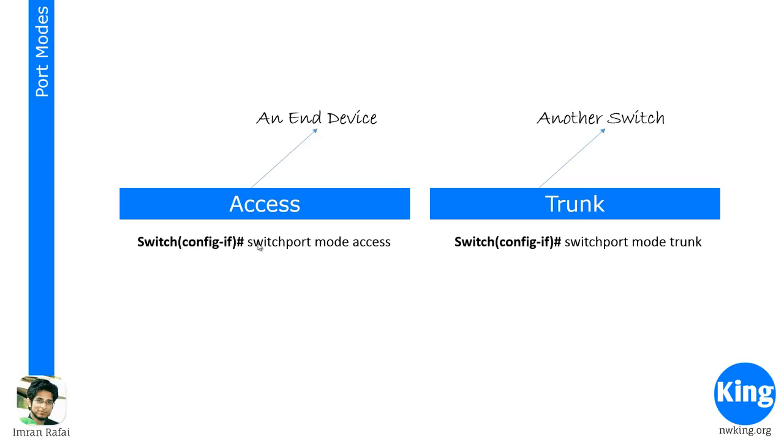Typically when you type a command like switchport mode access, there is another VLAN command that we need to give, but at the moment don't worry about VLAN. At the moment only worry about the mode. So the first mode we're talking about is the access mode, and this mode is used if you are connecting that particular port to an end device, right? Like your computer or your desktop.